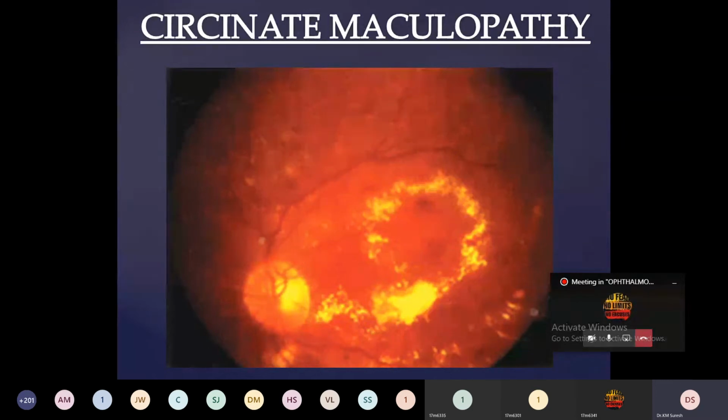In the rest of the fundus also you can see the exudates. So along with circinate retinopathy, you have exudates in the whole of the posterior pole also.